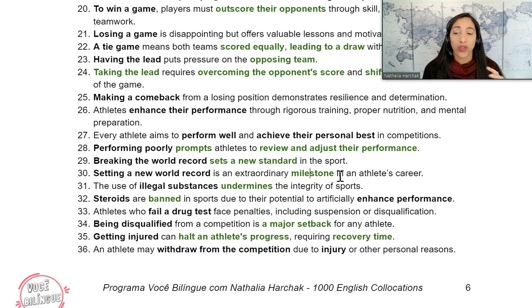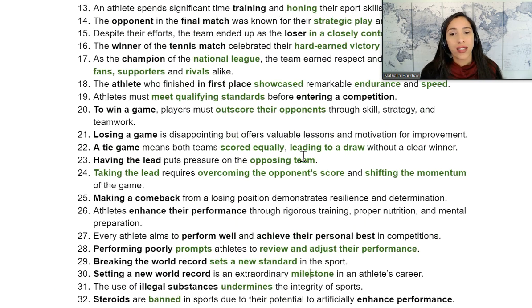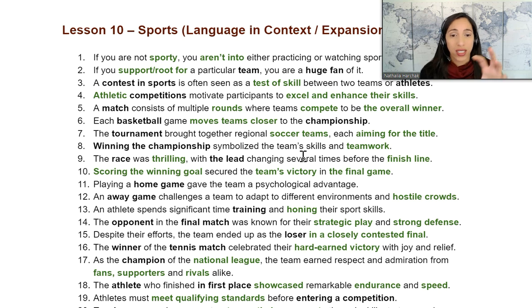An athlete may withdraw, be removed from the competition due to injury or other personal reasons. Sorry guys, I said be removed, but actually the person leaves voluntarily. I need to withdraw from the competition. I voluntarily leave. All right. So these can be a little difficult for intermediate students. I understand that, but for advanced students, you always need to try to find other ways to say the same thing. Find synonyms for everything because they can help you speak better.